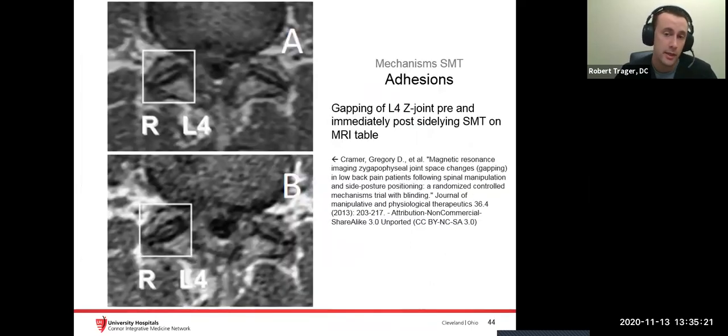This is an interesting study. They actually took patients that were healthy and had them lie down in an MRI scanner. The top image is just at rest, and the bottom image is immediately following a spinal manipulation, the side posture manipulation that I showed. And the joint actually gaps a little bit. There's a little bit of an opening there. And that's what makes the popping noise, actually. When the joint gaps open, there are little bubbles that pop out. The idea here is maybe we are opening the joints just enough so that the patient can get moving again.